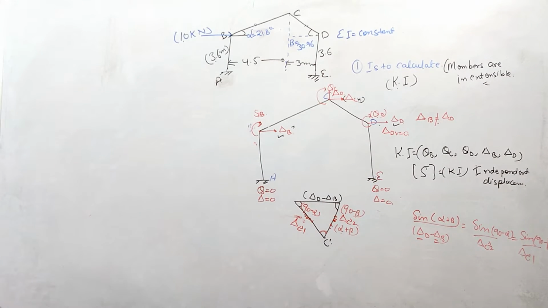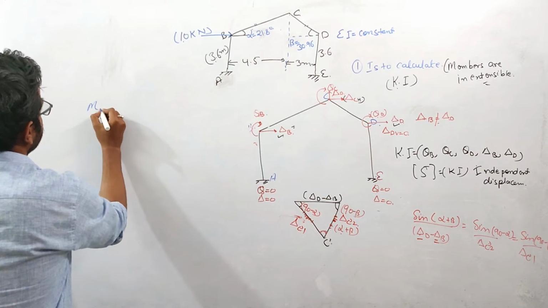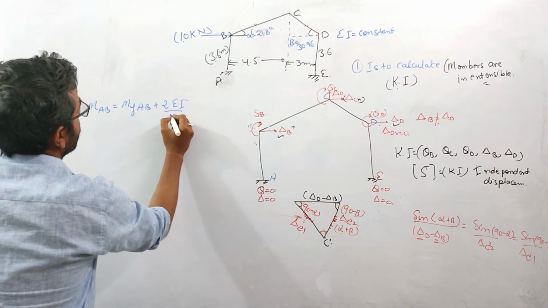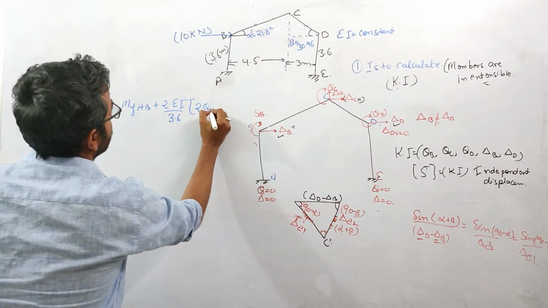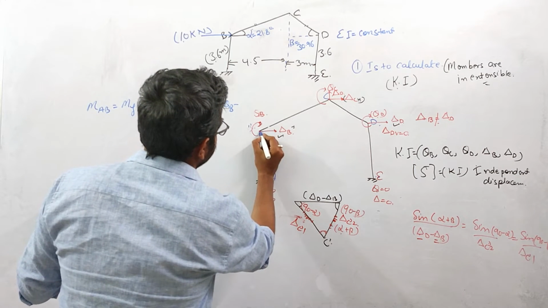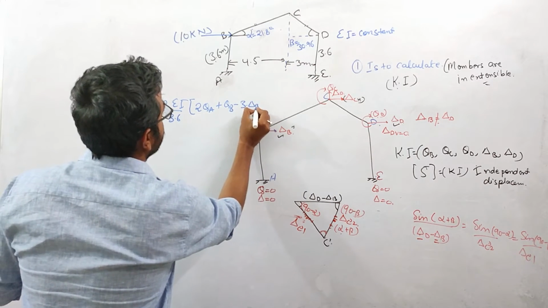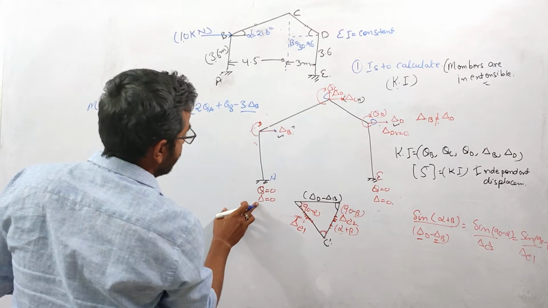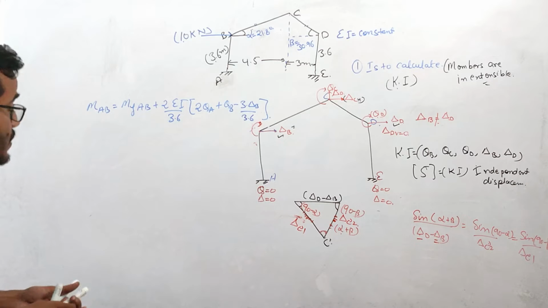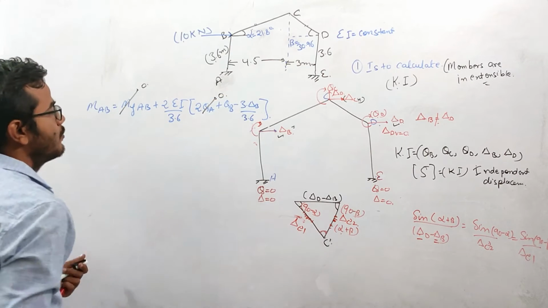Now we will be forming the slope deflection equation. Let us consider MAB. MAB will be equal to M of AB plus 2EI over L, where L is 3.6, into twice theta A plus theta B, and this joint is displacing perpendicular to this member, so this is nothing but 3 delta B over L. L is basically 3.6. So this is the first equation for MAB. This theta A will be 0 because this is a fixed support, so the slope is zero, right?